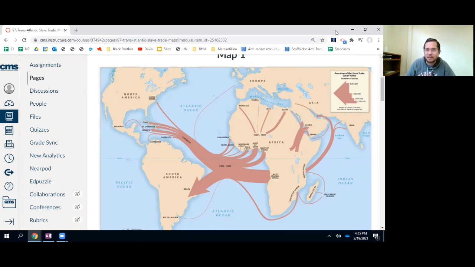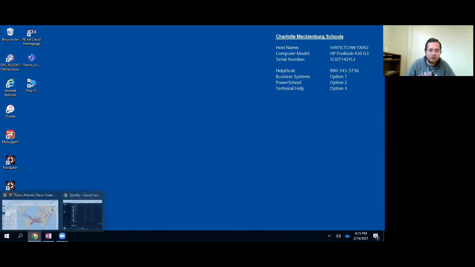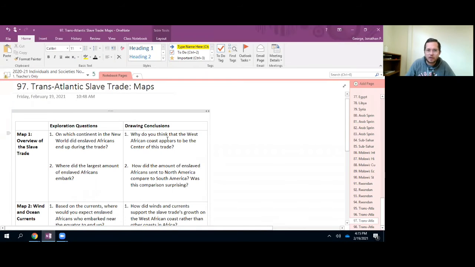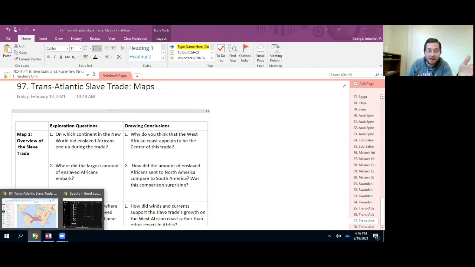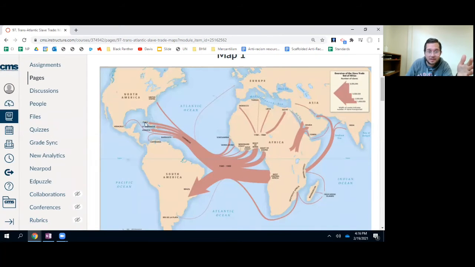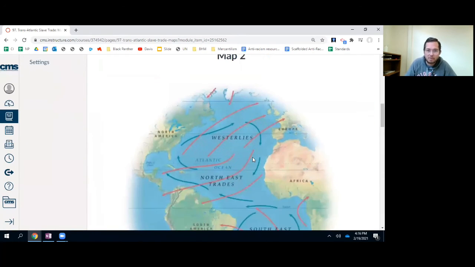All right, let's continue here. It is your responsibility to finish the drawing conclusions during asynchronous time. Why do you think that the West African coast appears to be the center of this trade? How did the amount of enslaved Africans sent to North America and South America compare? And was this comparison surprising? Were you surprised by this difference, based on what you've been told or thought or assumed about the transatlantic slave trade?